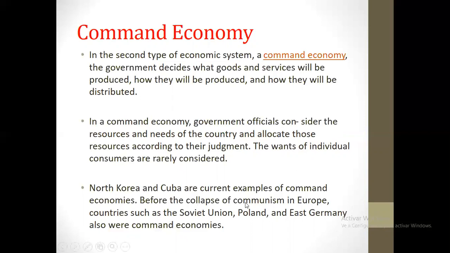Before the collapse of communism in Europe, countries such as the Soviet Union, Poland, and East Germany were also command economies. The Soviet Union, over here I have a video that talks about the Soviet Union, and they talk about one of the advantages, how they changed from a very important agricultural system into an industrial system. So you will listen to it in a few minutes, okay?